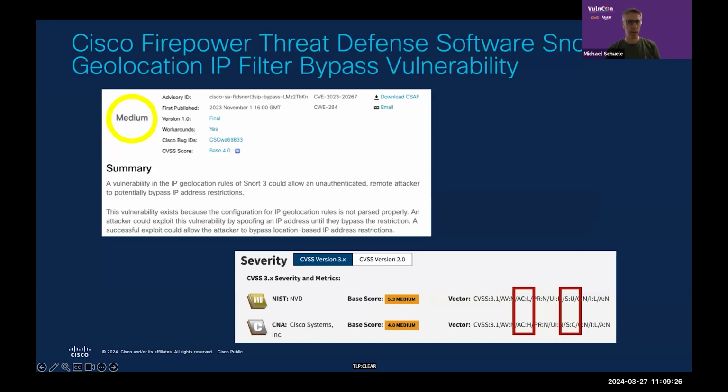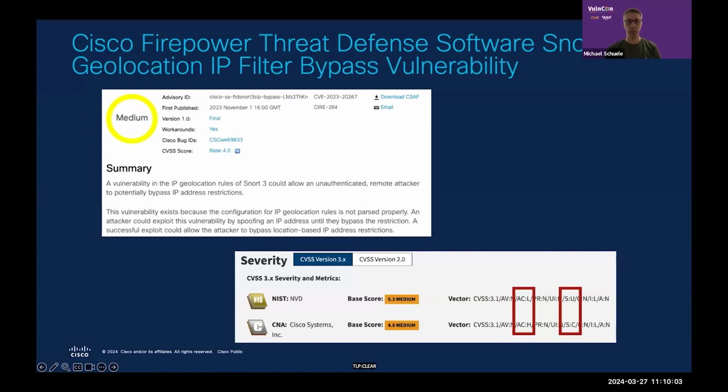What we see here, when we look at the scores that NVD came up with and that Cisco as the CNA came up with, is that they do differ. And they differ in 2 aspects. The first one is attack complexity, where Cisco scored this as high, while NVD thought, well, this is low complexity. We don't see any reason why this would be high complexity. And after I read through the vulnerability description that you can see on the screen right now, I also didn't see any reason for why the attack complexity might be high.